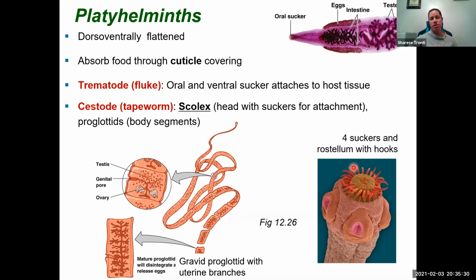Again, I said we were going to talk about trematodes and cestodes. Trematodes are typically called flukes. Cestodes are called tapeworms, and they're called tapeworms because they look like this. They have all these different segments in them, and the segments are called proglottids. It's in the proglottids where the eggs are, where the reproduction is occurring, I guess.